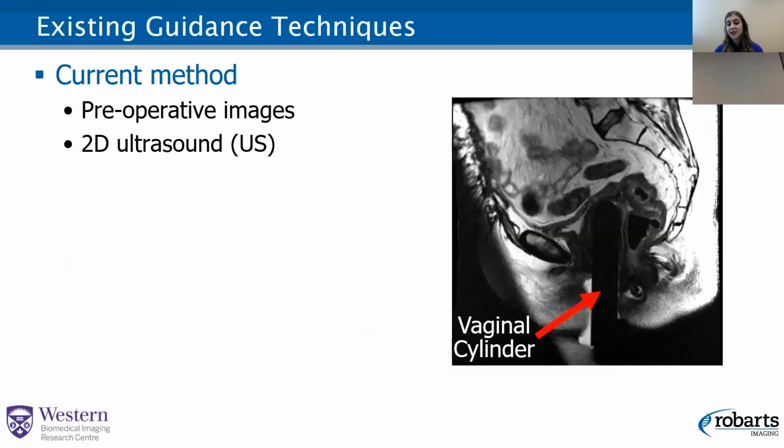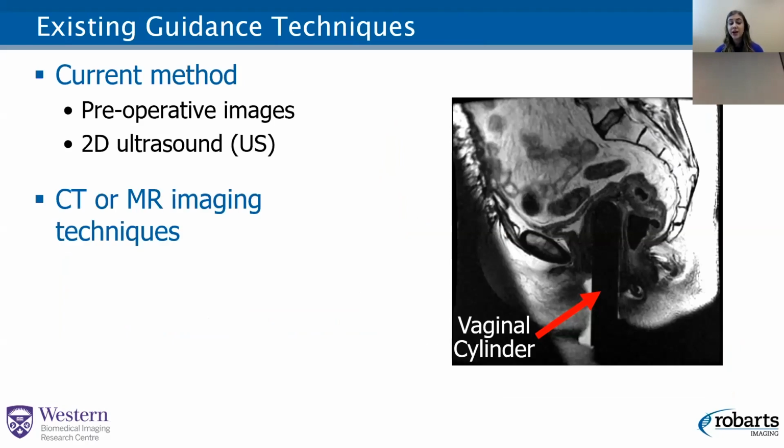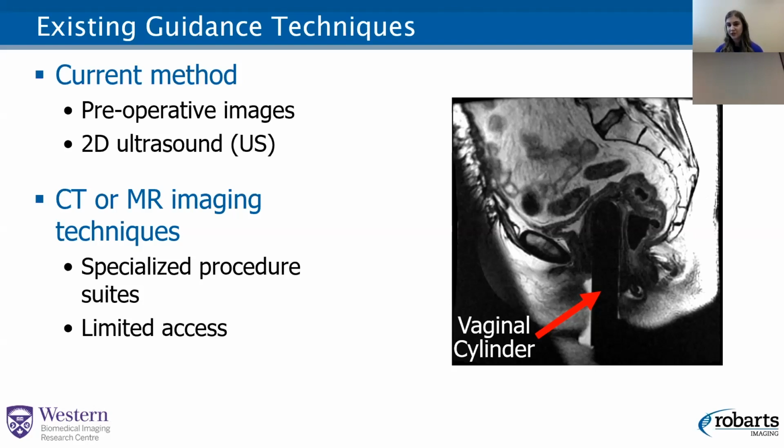Currently, the needles are typically placed based off of preoperative images, like the MRI you see on the right. Occasionally, 2D ultrasound may be used. However, it's not standard, and it's often difficult to localize the needles on those 2D views. Some institutions have proposed imaging techniques using CT or MR guidance. However, in order to do this intraoperatively, this requires very specialized procedure suites and equipment, which limits access to only a few institutions worldwide. Additionally, these approaches tend to be associated with very long treatment times under general anesthetic.